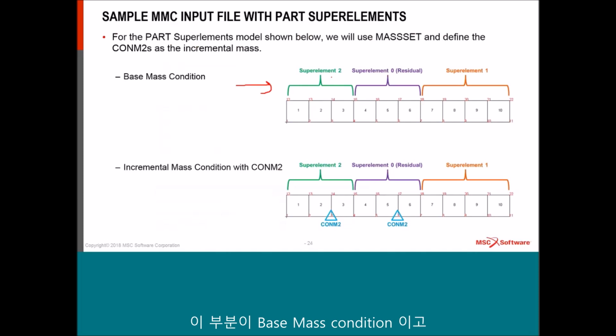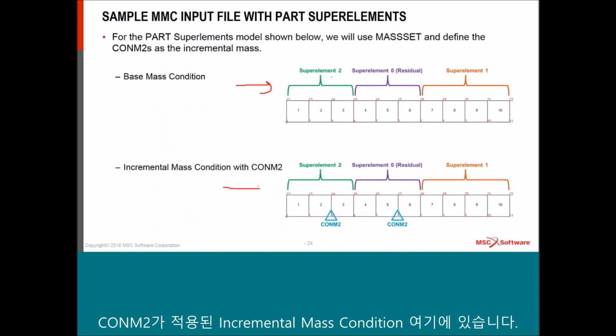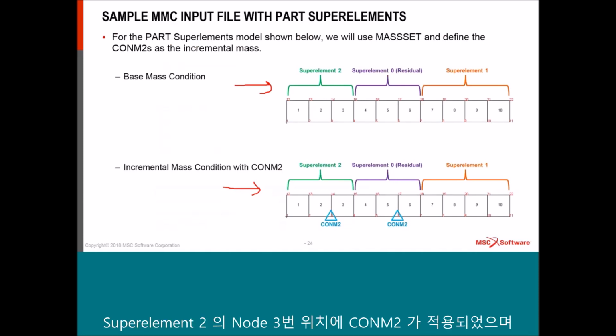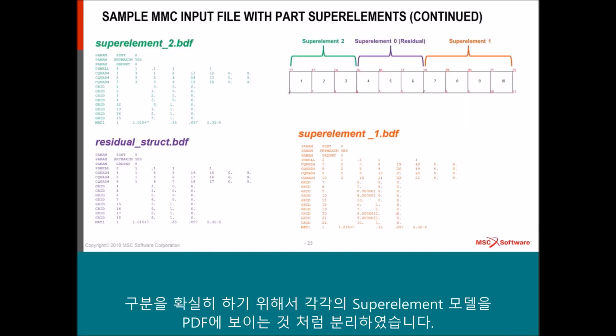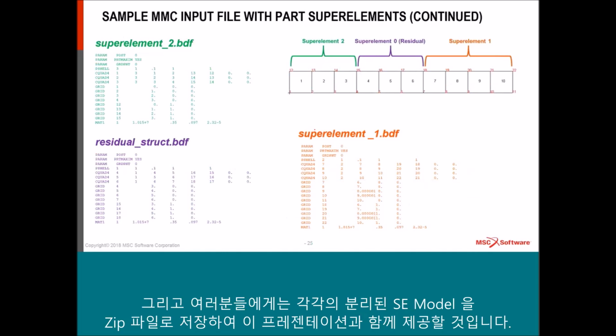So this is the base mass condition, and the incremental mass condition with CONM2 is basically going to get a CONM2 on node 3 on the super element 2 here, and a CONM2 on super element 0, the residual, on node 6, as seen here. For the sake of clarity, I'm breaking out each of these super elements and the residual model into its own BDS, and I'm going to provide all of these files in a zip so that it's included in the archive of this presentation.